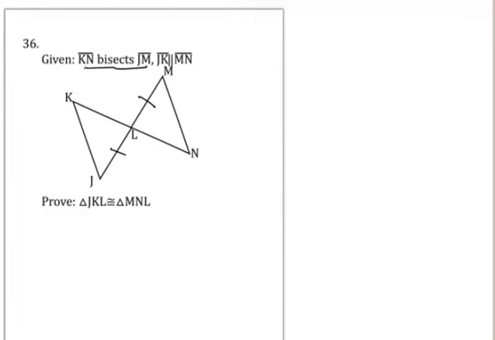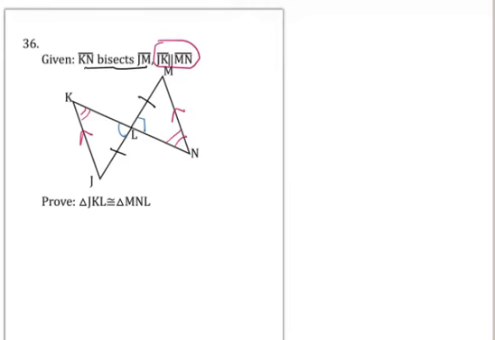What else do I see? I see vertical angles here. So I'm kind of just marking everything that I see. And then I know JK is parallel to MN. So I've got this piece right here. JK is parallel to MN. And if I know that, this angle right here is going to be the alternate interior angle to that angle right there. So I have a lot of information.